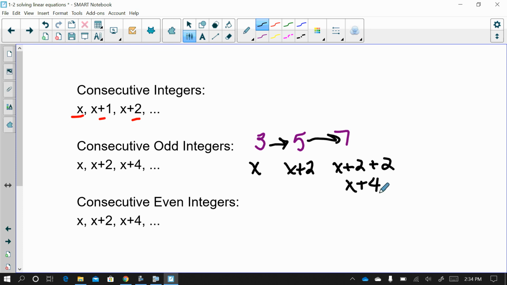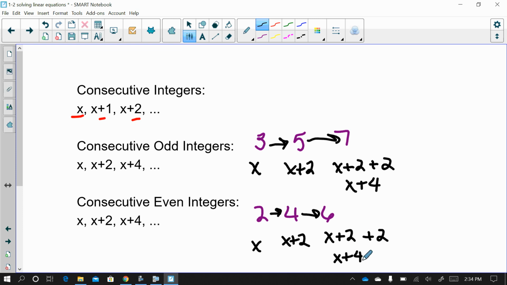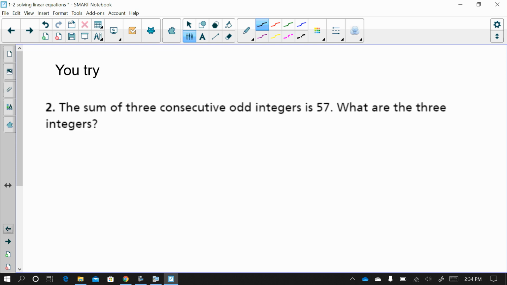Consecutive odd integers are going to be x, x plus 2, x plus 4, x plus 6, and so on. Consecutive even integers work the same way. Like if I had 2, 4, 6, and start with x. How do I get to 4? Well, you just add 2 more. 4 to 6, I would add 2 more again, x plus 4. So if you see consecutive odd integers or consecutive even integers, you're going to use the same thing: x, x plus 2, x plus 4. Okay, so pause the video here and try this problem.